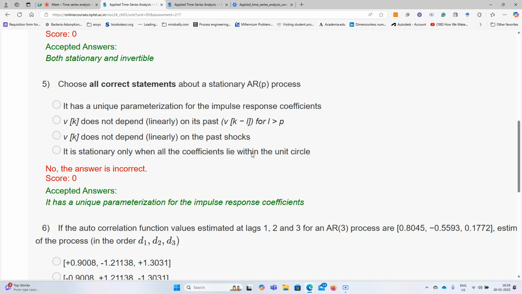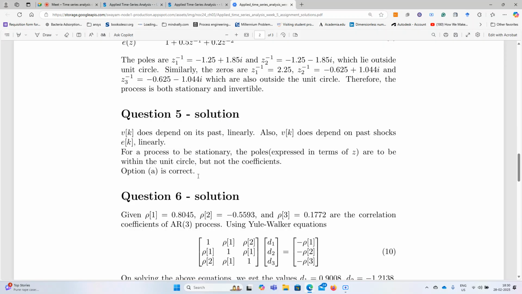So it has a unique parameterization for the impulse response coefficients. That is the correct answer. All the rest are not correct. Let's see what sir has to say.